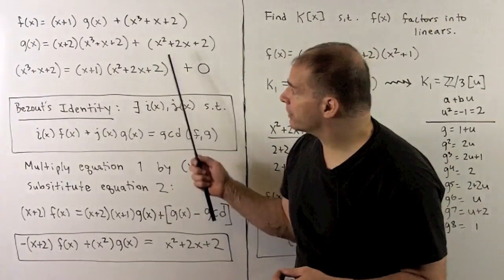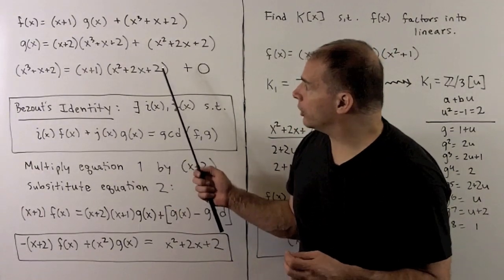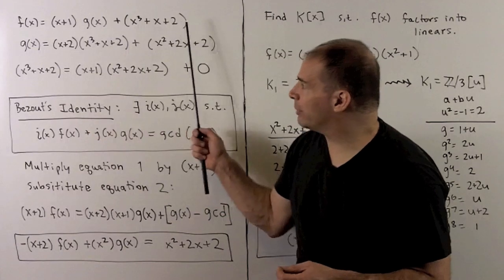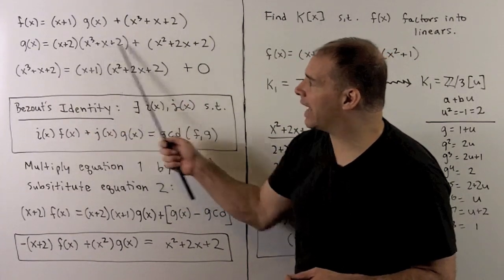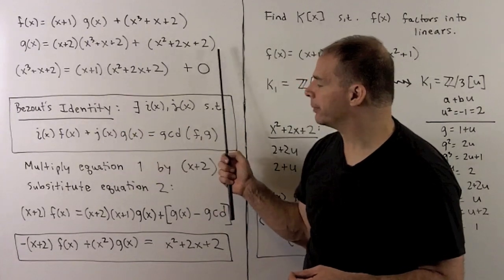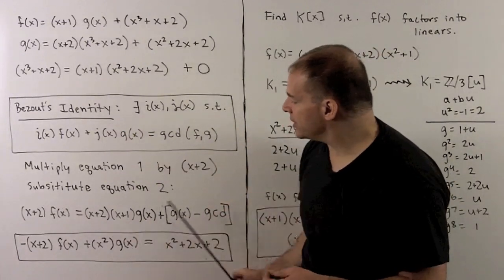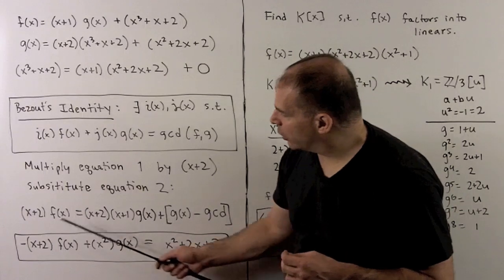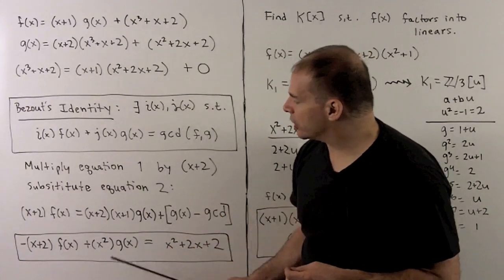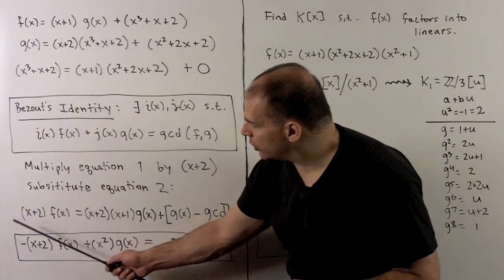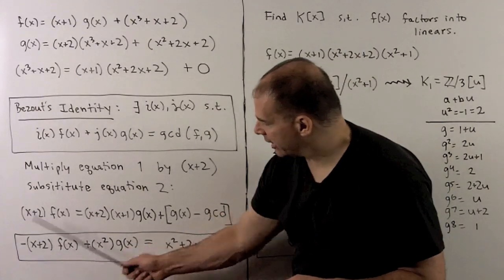Now in our case, what do we have here? Well, you'll note if we multiply the first equation by x plus 2, we'll be able to get rid of this term here by substituting out using equation 2. So when we work all this out, we get the equation. So i is going to be minus x plus 2, j is going to be x squared, and I'll leave it to you to work this out to check.